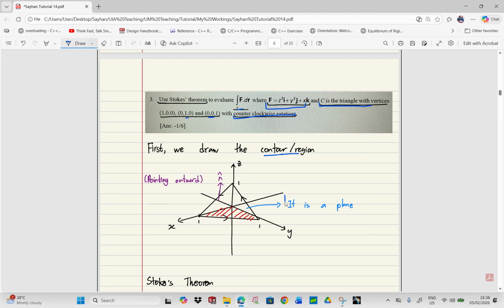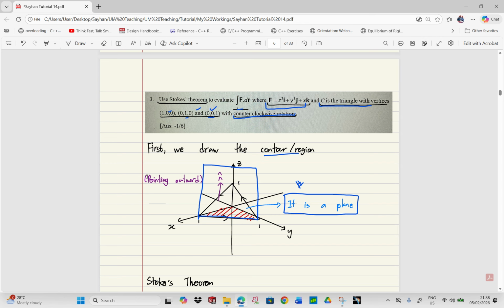Basically it is a plane, or a plane equation. It's a continuous plane within x, y, and z. So you need to remember that if they give you 3 vertices of a triangle, our surface is actually a plane. It's a simple plane, nothing more than that.